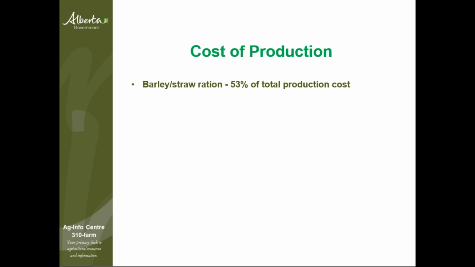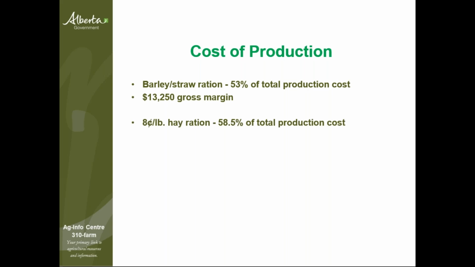When I put that barley straw ration into the Rancher's Return program, the ration resulted in about 53% of the total production cost, and it gave me a gross margin on that 100 cow herd of $13,250. When I put that 8 cent a pound hay ration in, it jumped our production costs up to 58% of total production costs. That resulted in a negative $250 gross margin, or basically break even. And so that's why I felt that 8 cents a pound was going to be the ceiling in terms of economical hay pricing this year.